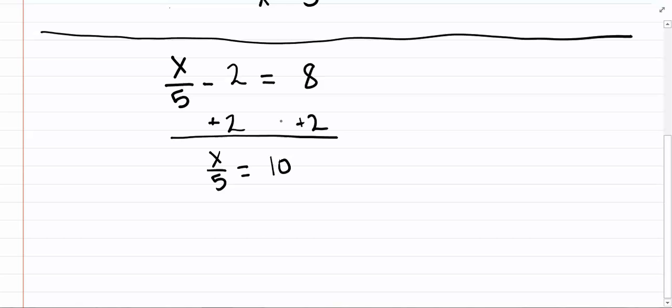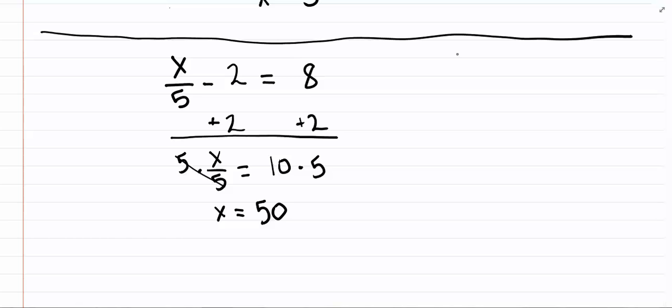Now, SAMDEP next is multiplication and division. Here we have division. So the inverse is multiplication. We're going to multiply both sides by 5. Here we cancel, so we're left with 1x equals 10 times 5, which is 50. Now if we check that, plug in 50 for x, 50 divided by 5 is 10, minus 2 is 8. So we were right. And that's just a quick introduction into multi-step problems.